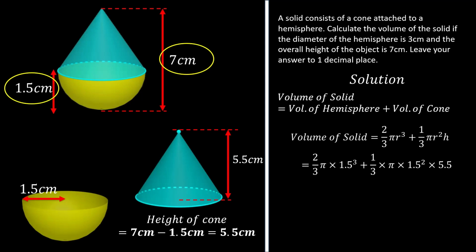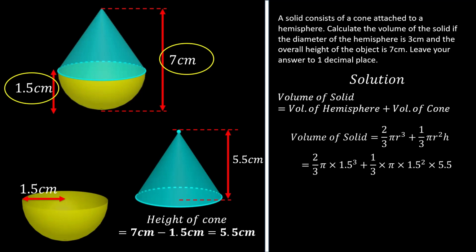We say that the radius is 1.5, which also serves as the radius of the cone, because both the cone and the hemisphere are connected by one circular part. The circular top of the hemisphere is the same as the base of the cone. So they have the same radius, 1.5. And that is why for the volume of the hemisphere, we are using 2/3 pi times 1.5 cubed.